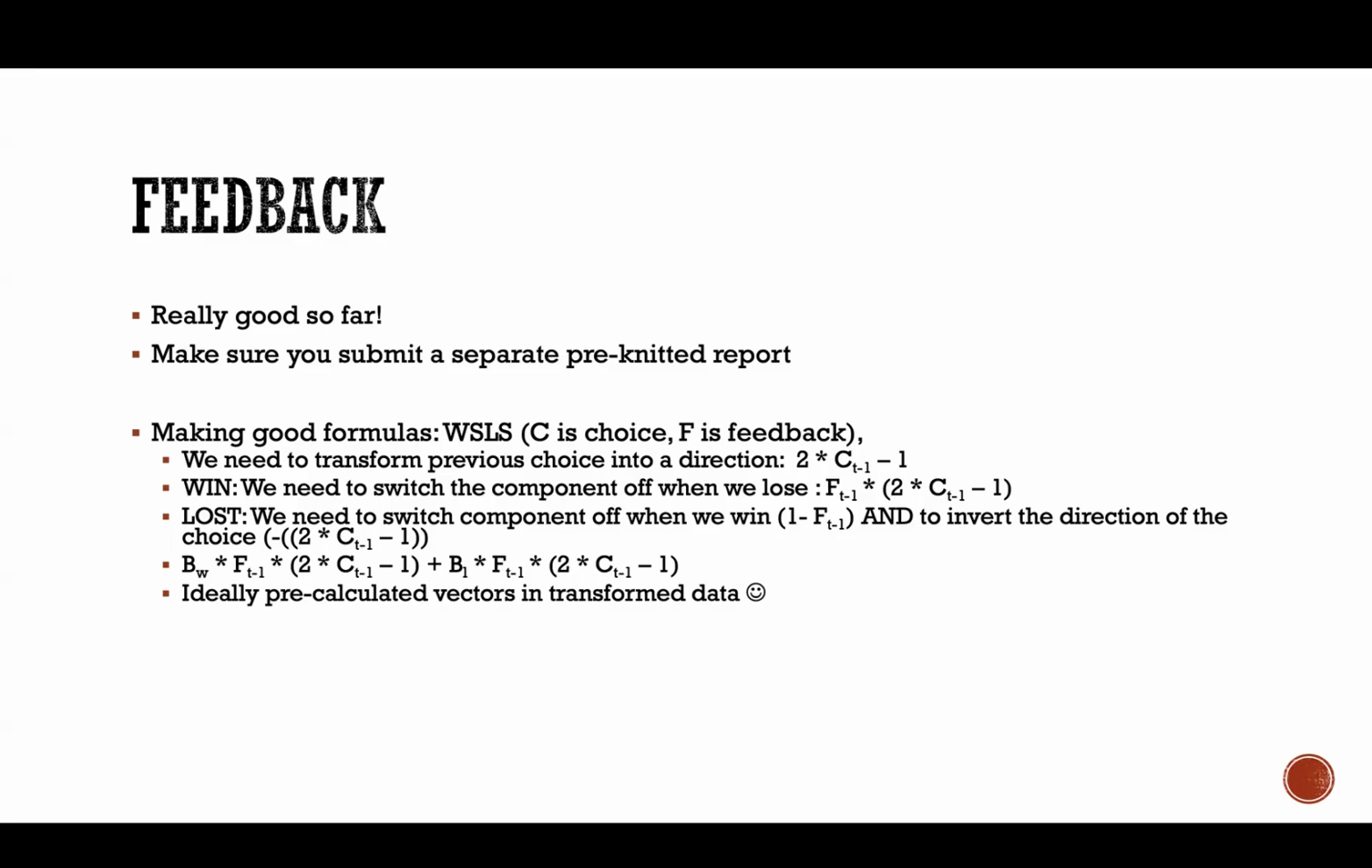If we want the other component, right? Again, what we're going to do is use very basic algebra. We're going to say 1 minus feedback, 2 times choice, minus 1. Because this switches the feedback to 0 when we won and to 1 when we lost.